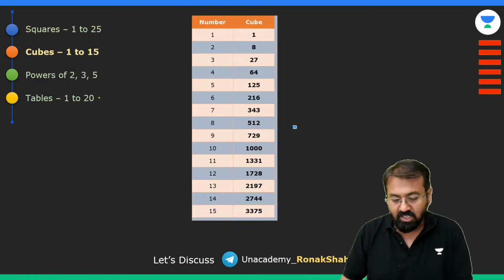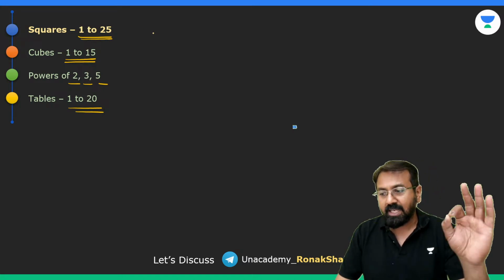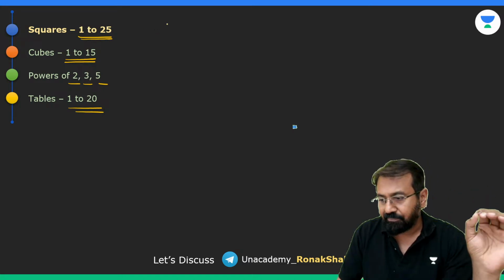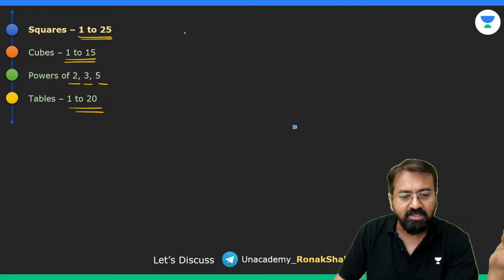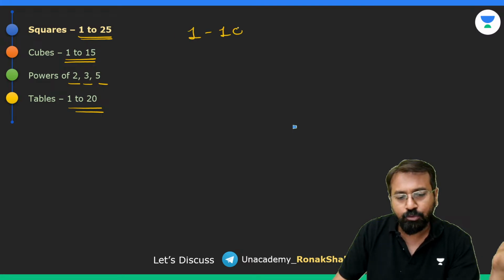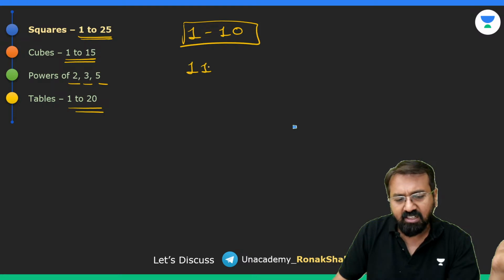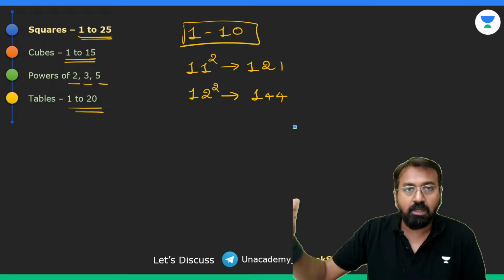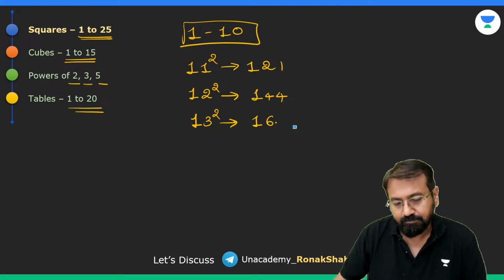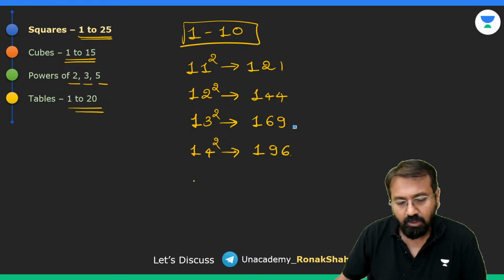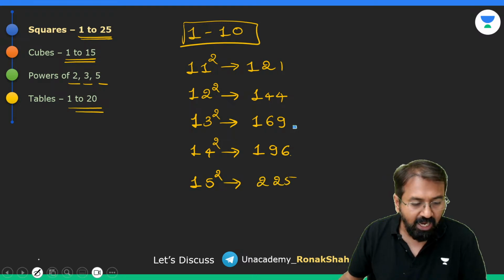So the first is squares of 1 to 25 numbers. Now guys, do you remember the squares? Quickly let me know in the chat box. Do you all remember squares of the first 25 numbers? Because I've seen most of the students remember the squares. For example, 1 to 10, I'm sure all of you would be clear, right? 11 square is 121. Yeah, 12. And let me know in the chat box till what number you remember the squares. Then 13 square is 169. Yeah, 14 square is 196. 15 square is 225.